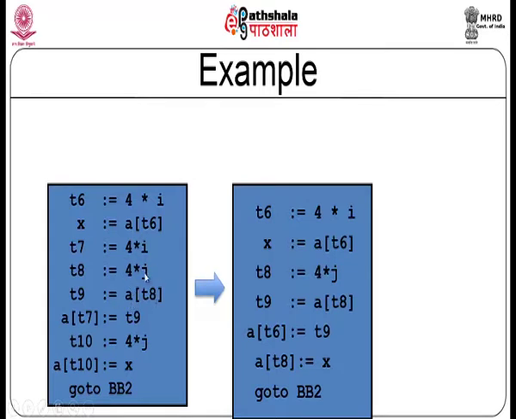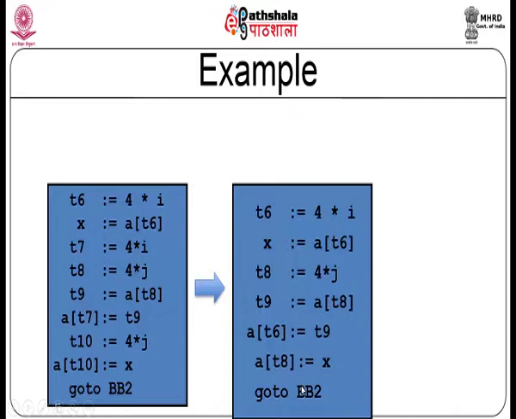Similarly, 4 into j. Between this computation and this computation of 4 into j, the value of j has not changed. Therefore, I can reuse the computed value of 4 into j at this particular position as well. So, in the first scenario I can reuse the name T6 in place of T7, and for this one I can reuse T8 in place of T10. That is what we have done here. We have got rid of the T7 computation as well as the T10 computation, and wherever T10 was used, it has been replaced now with T8.